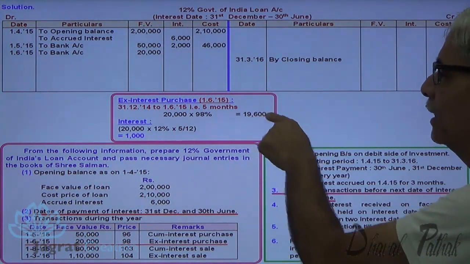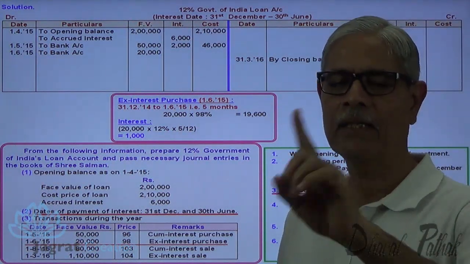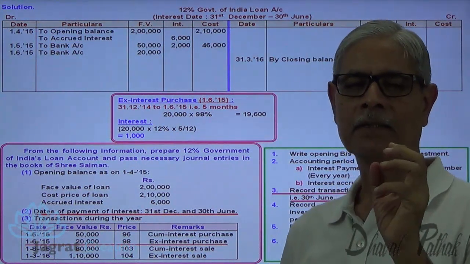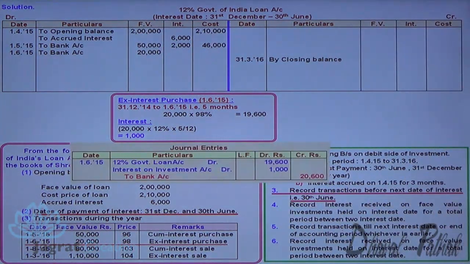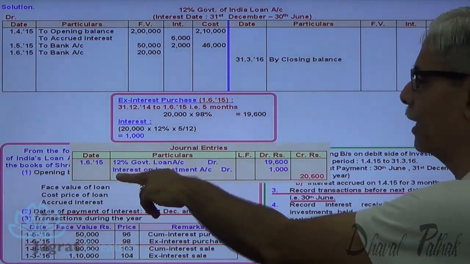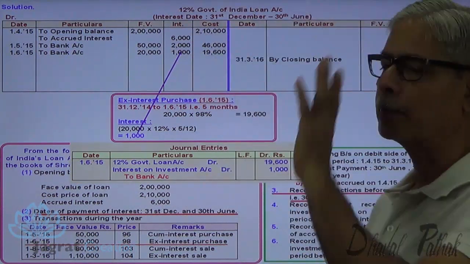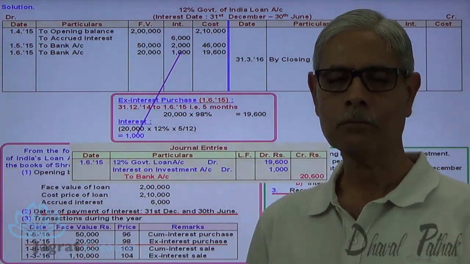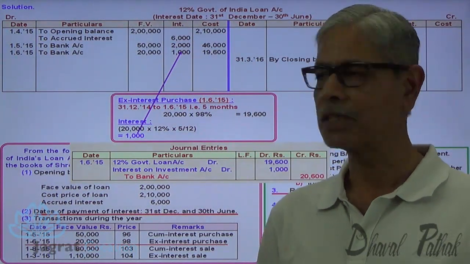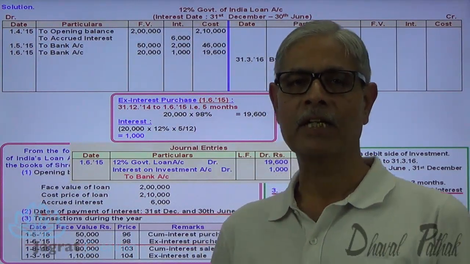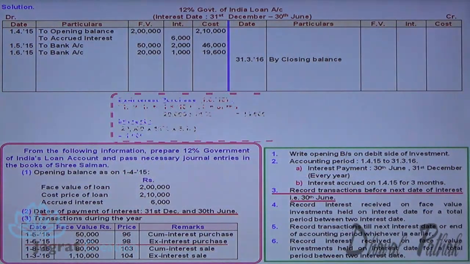So 19,600 plus 1,000, 20,600 is the amount to be paid at the time of purchase of investment, that is with interest amount. So the journal entry for that: 12% government loan account debit, interest on investment account debit to bank account credit. So I will write on the debit side the cost of purchase of investment, and interest is debited in the interest column. This is how this purchase transaction gets recorded. After recording this purchase transaction, I am required to write down the entry for interest received on 30th June. That is the next step.